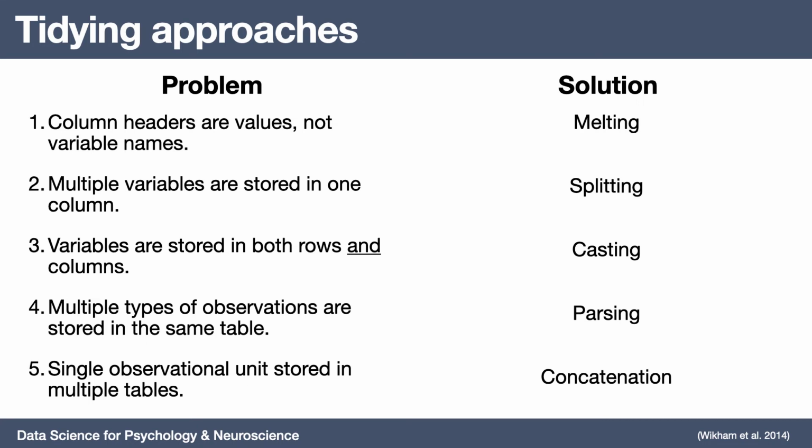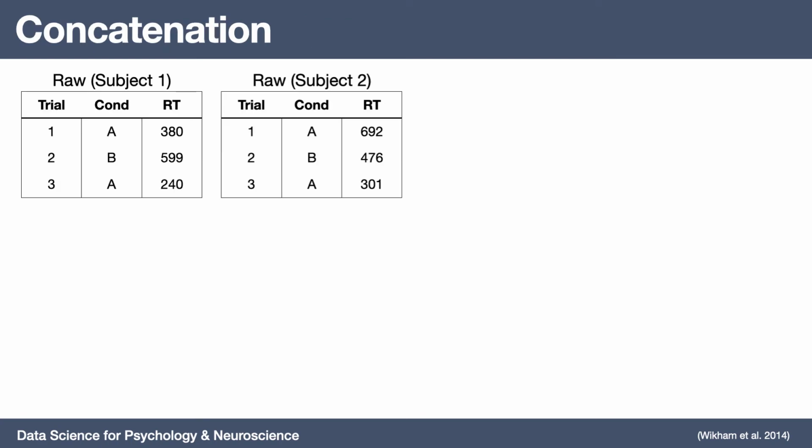Finally, a major problem that you see in data tables is single observational units stored in multiple tables. And this often occurs when you're doing your own data collection on subjects, single subjects, let's say. And you need to put them together into a broad experimental data table. And the way to do this is just concatenation. So let's say you're running a cognitive psychology experiment. You have conditions A, B, and A.